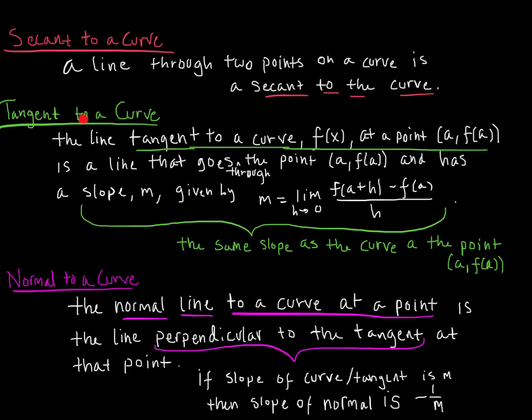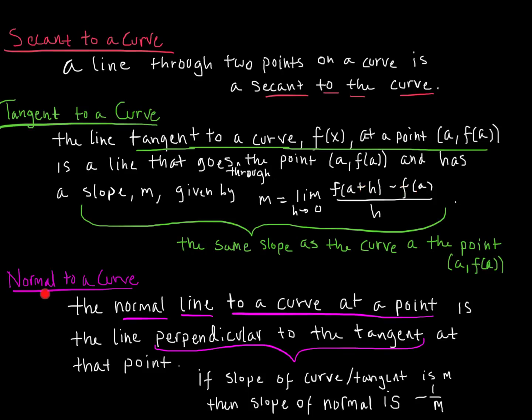So for the tangent to a curve, you'll need to be given the point that it must pass through, okay? Maybe they'll just tell you the x value, and then you can find the y value by using the function. And that line has to have the same slope as the function does at that point A. And the way that you find that is using the limit as h approaches 0 of f of a plus h minus f of a over h.